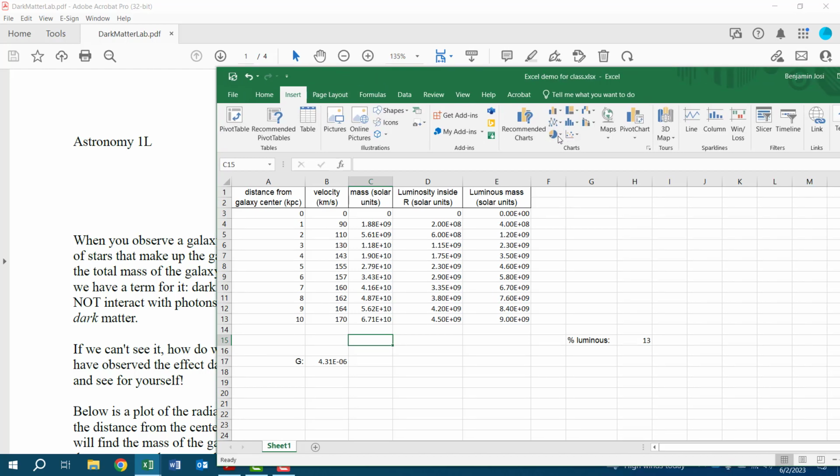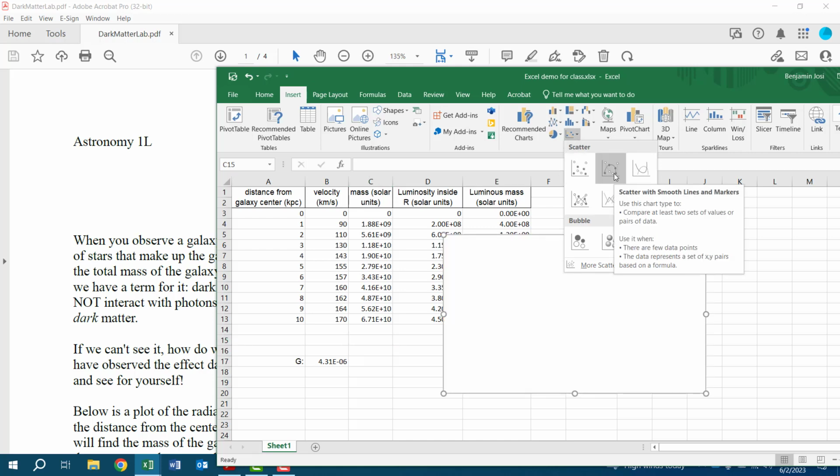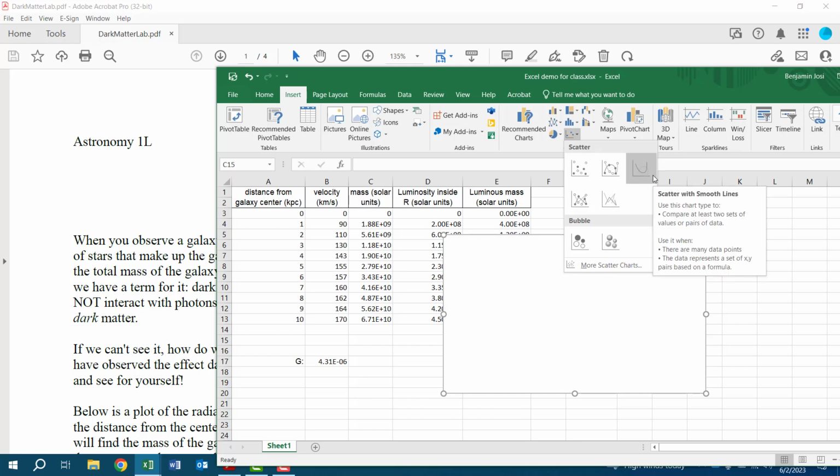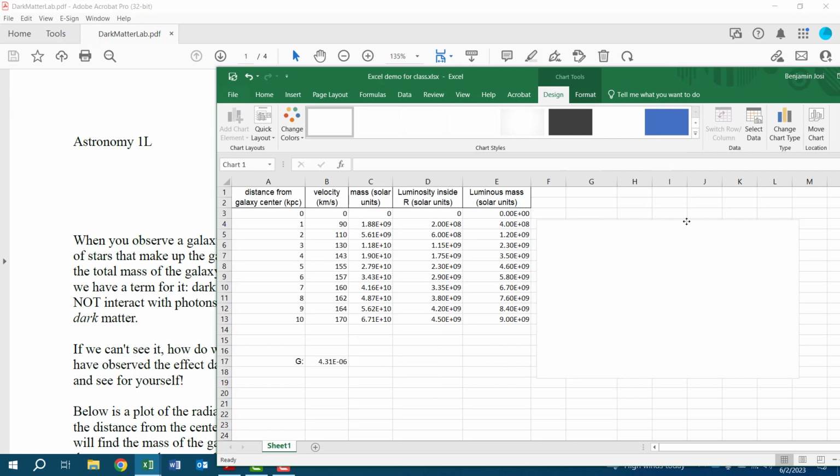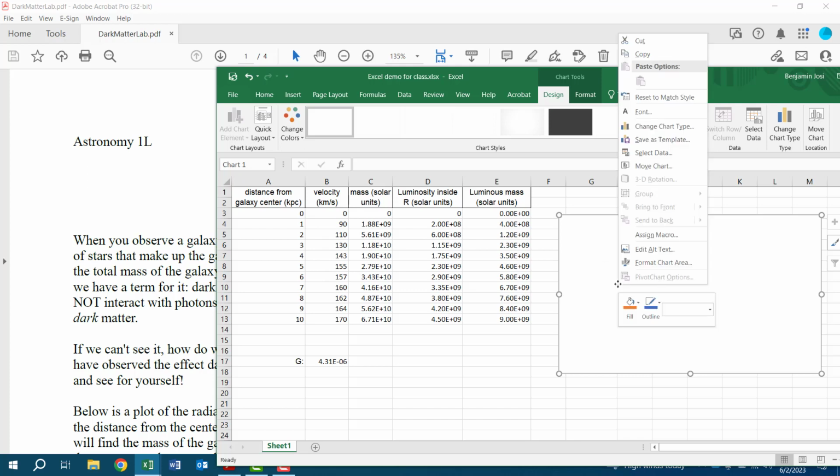Go to Insert, open up the chart menu, and rather than just connecting the dots, I want to have the connected curve without the dots. So this is the one that I'll go with. Right now it's blank. You could highlight your columns ahead of time and let Excel guess about what you want to plot, but this gives you more control. Right click in the chart area and go to Select Data.